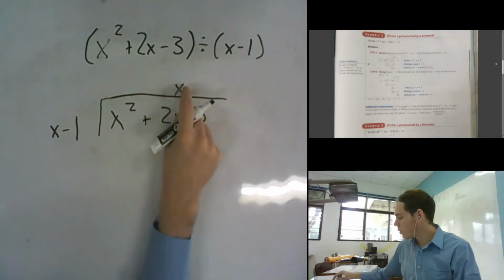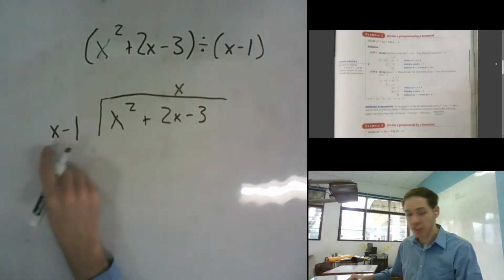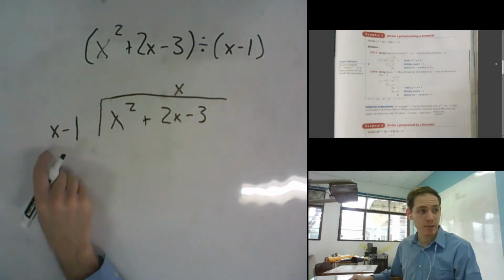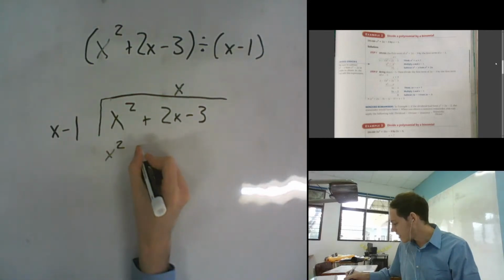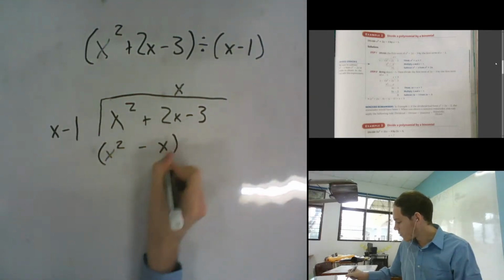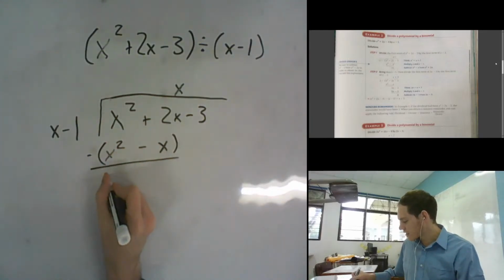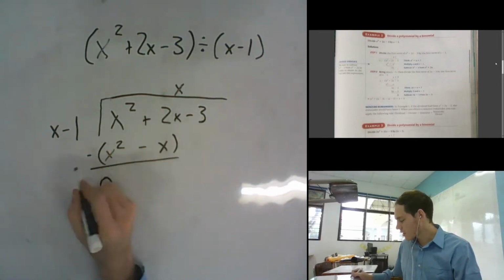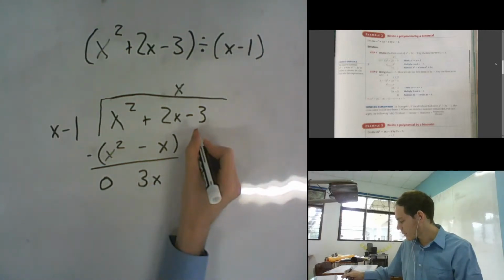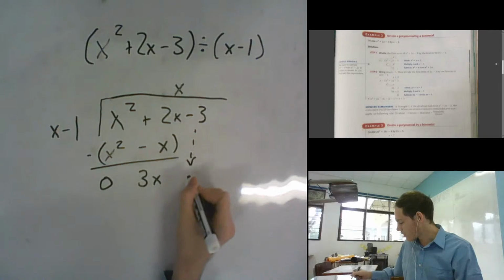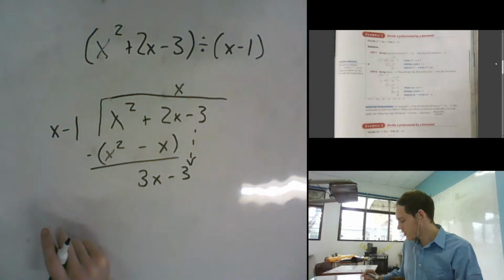Okay. So then we see how much this goes into this, and then we multiply this times these two, both of them. So x times x is x squared. We write that there. X times negative 1 is negative x. Now, we're going to subtract this from above. So x squared minus x squared is 0. 2x plus x is 3x. And then, step 4, we'll drop this down. So this becomes minus 3. Now, the 0 goes away.